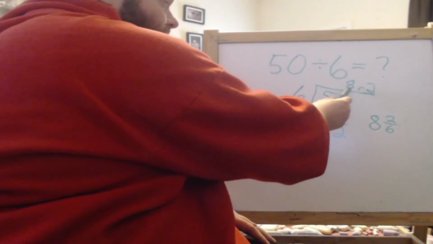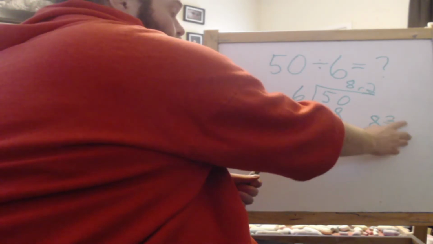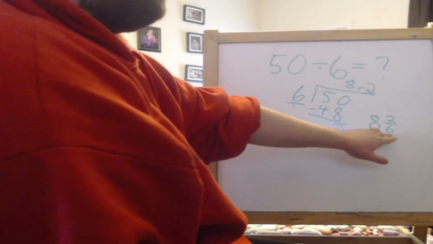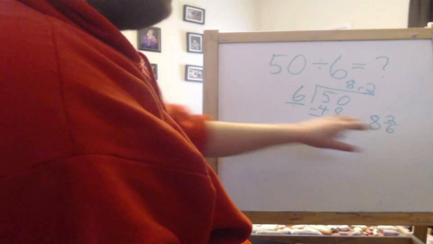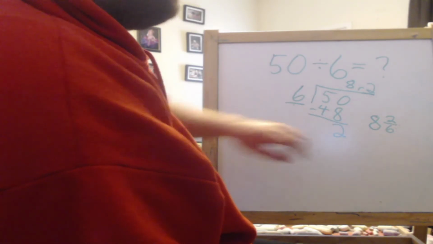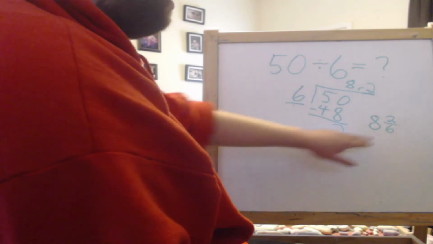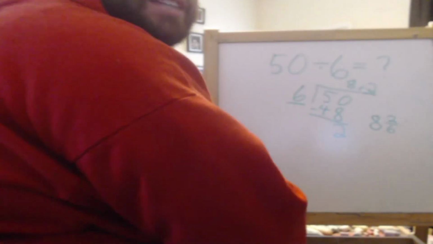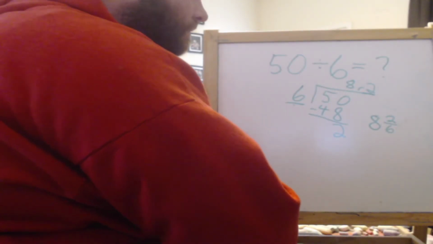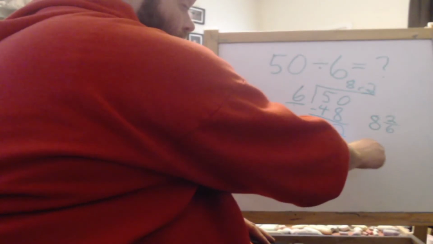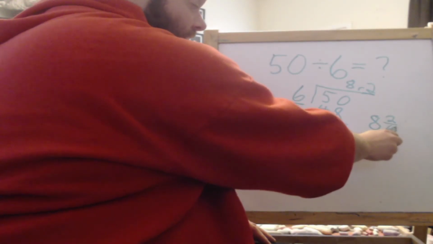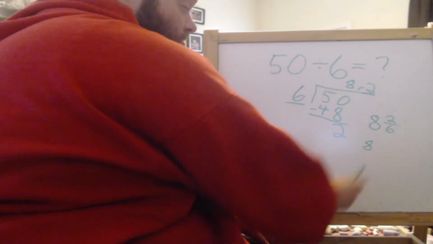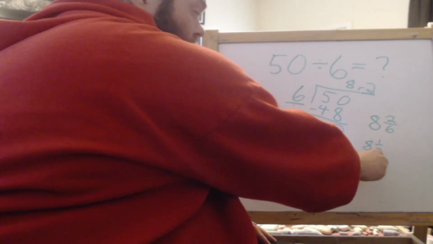Because it is 8 wholes, but then it is 2 of what? It's 2 of these 6 equal parts, because we're dividing it up into 6 days. So it's 8 and 2/6. Okay? But 2/6 is not actually reduced, right? So we can divide both top and bottom by 2, and it becomes 8 and 1/3.